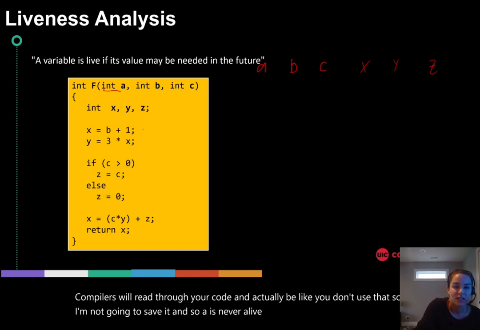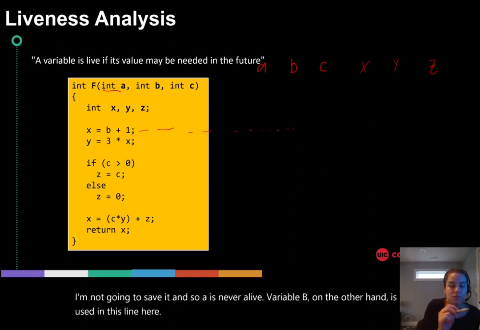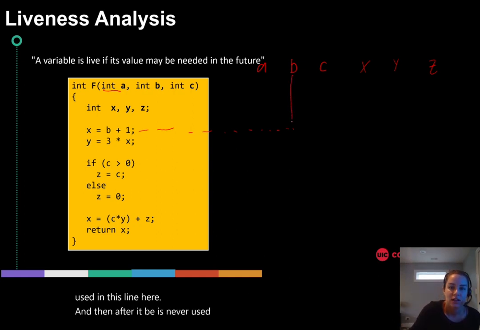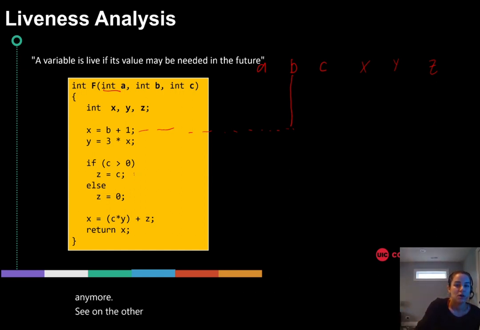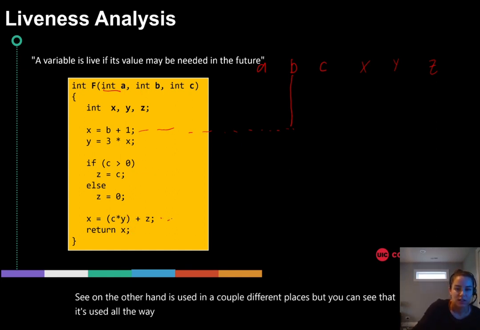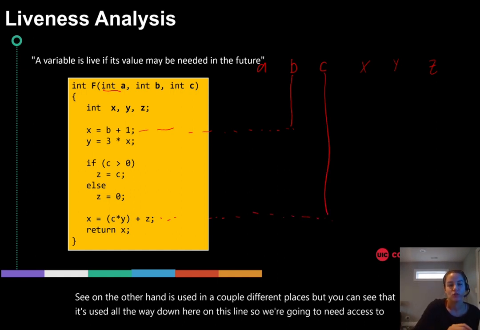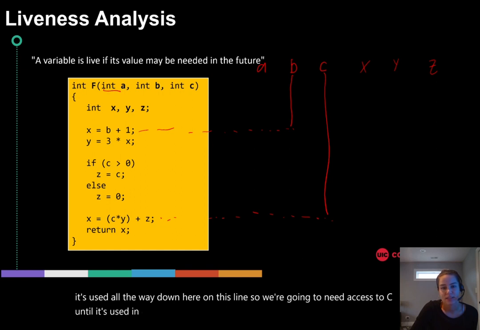B, on the other hand, is used in this line here. And then after it, B is never used again. So B is live from the start when it's passed in as a parameter all the way down to that line, and then it's not needed anymore. C, on the other hand, is used in a couple different places, but you can see that it's used all the way down here on this line. So we're going to need access to C until it's used in the definition of X.